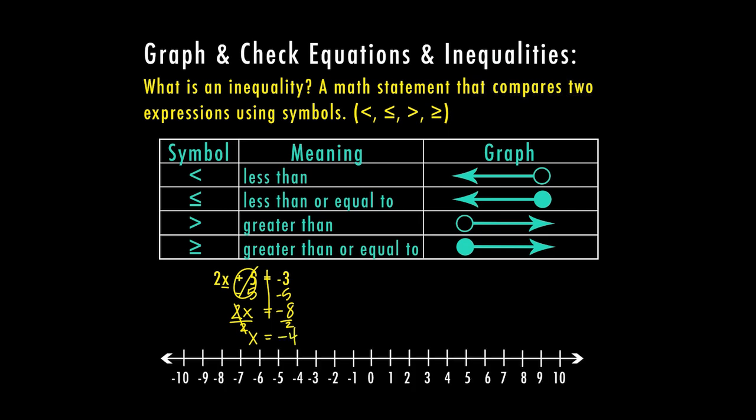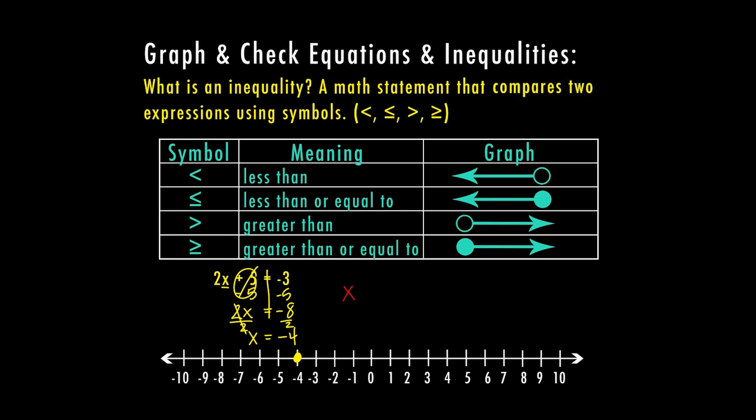So in order to label x equals negative 4 on this number line, I'm just going to do a closed circle at negative 4. That means that negative 4 is the only answer that can make this equation true. So let's go ahead and look at what some of these others would look like. I'm just going to do a couple other ones.